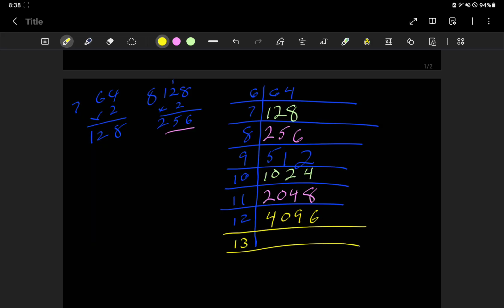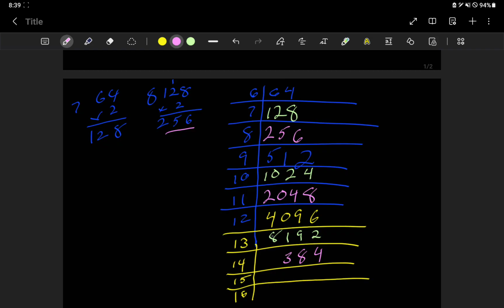And so now we go 13, 14, 15, 16, okay. 2 times 6 is 12, carry 1. 2 times 9 is 18, plus 1 is 19. 2 times 0 is 0, plus 1 is 1. 2 times 4 is 8. 2 times 2 is 4. 2 times 9 is 18, carry 1. 2 times 1 is 2, plus 1 is 3. 2 times 8 is 16. 2 times 4 is 8. 2 times 8 is 16, carry 1. 2 times 3 is 6, plus 1 is 7.